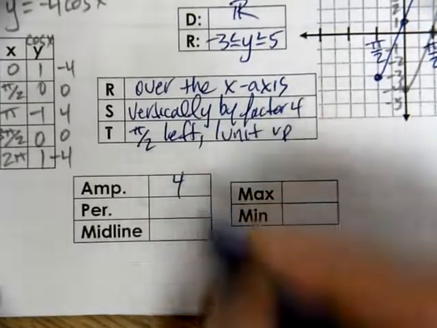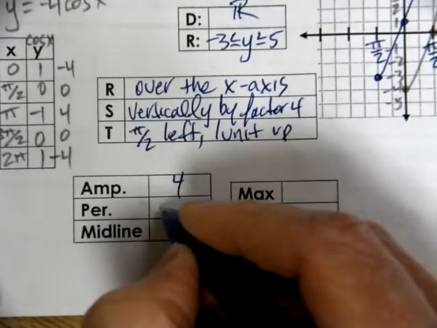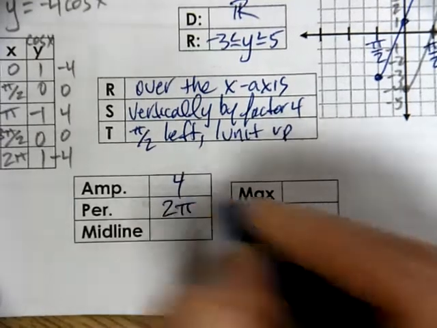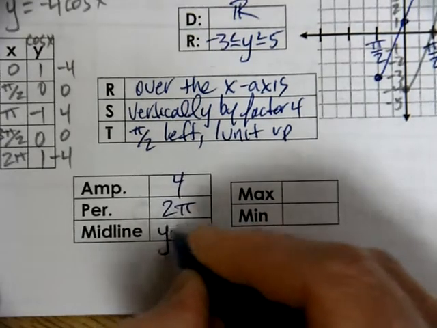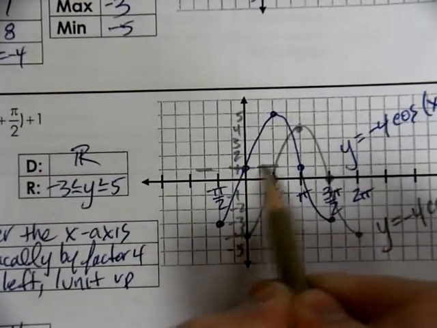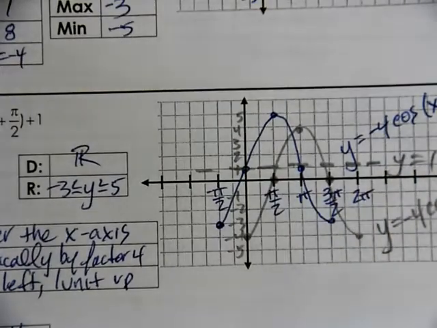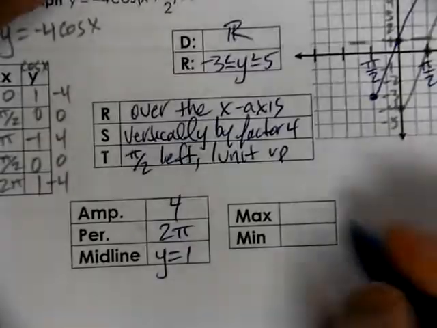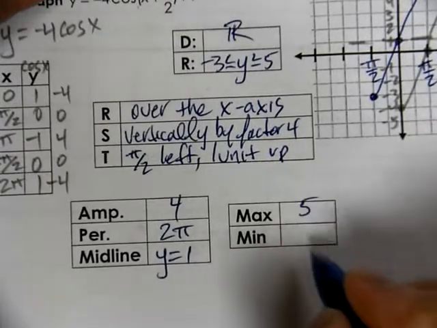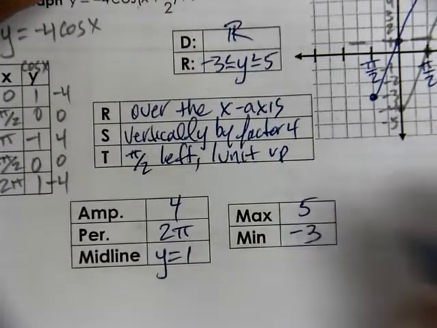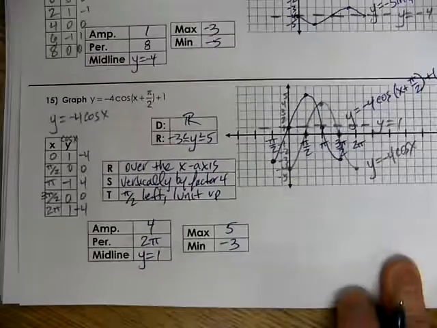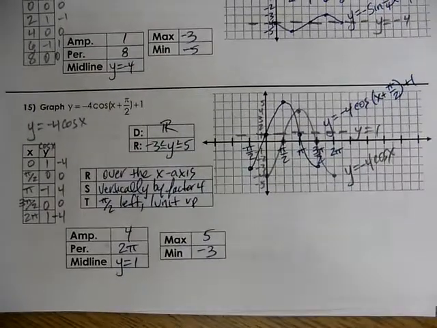My amplitude is the absolute value of A. My period was 2 pi. My midline was 1. That means I should put my dashed line through the middle there at y equals 1. My maximum value is 5, and my minimum value is negative 3. Good luck.